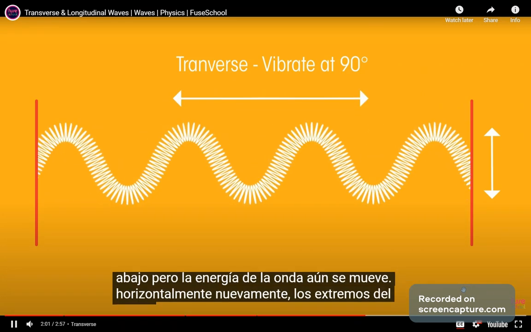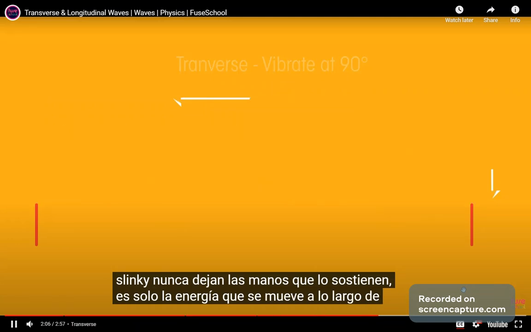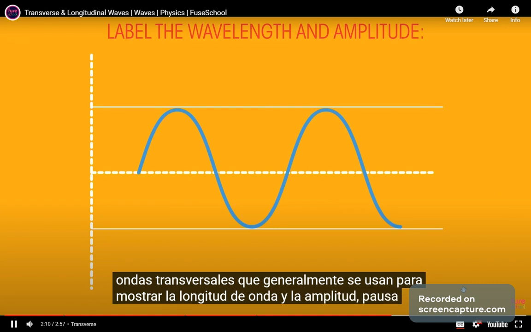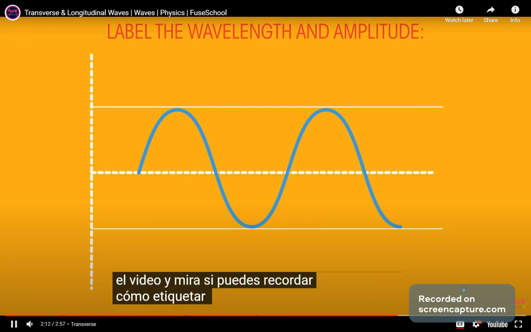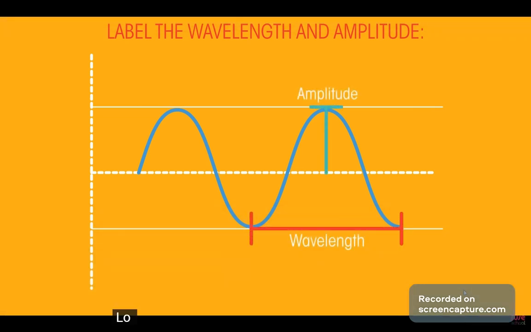Again, the ends of the slinky never leave the hands holding it. It's just the energy that moves along. Transverse waves are usually used to show the wavelength and amplitude. Pause the video and see if you can remember how to label the amplitude and wavelength on the diagram. Did you get them right?